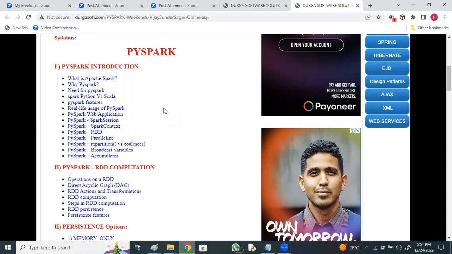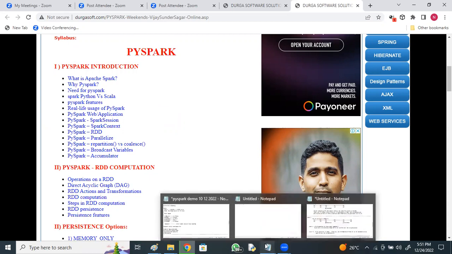And different ways of creating an RDD. There are 3 different ways for creating an RDD, right? What is RDD, sir? Resilient Distributed Datasets. Spark data objects we call RDDs. So an RDD is again subdivided into partitions.